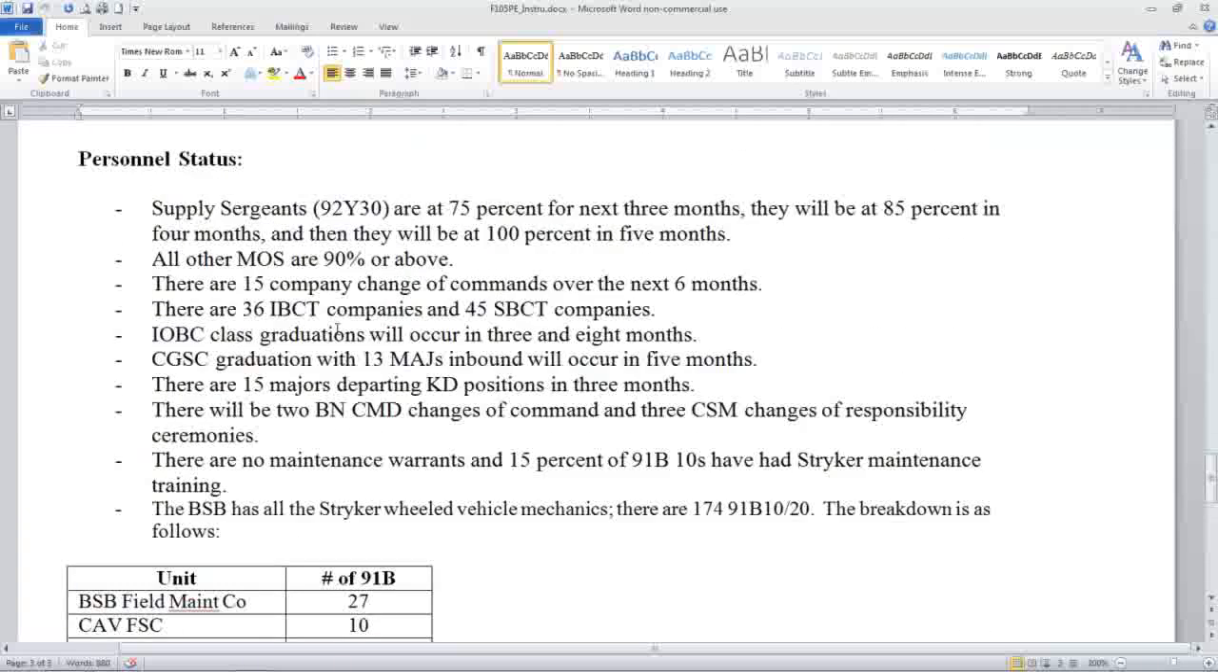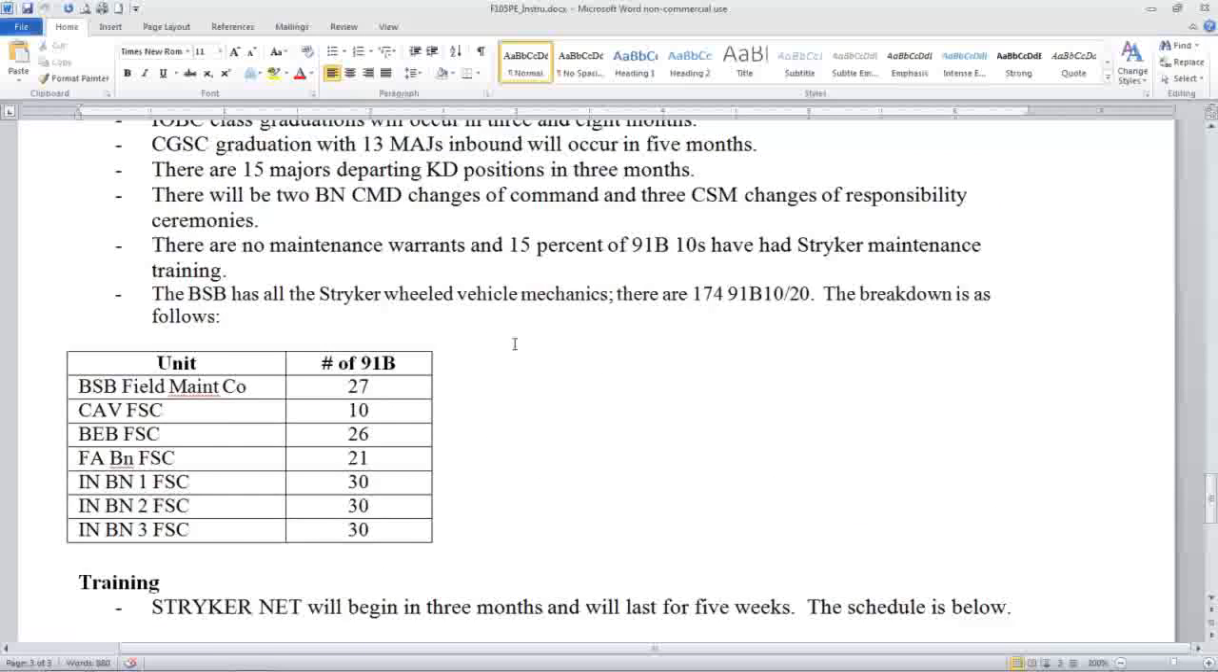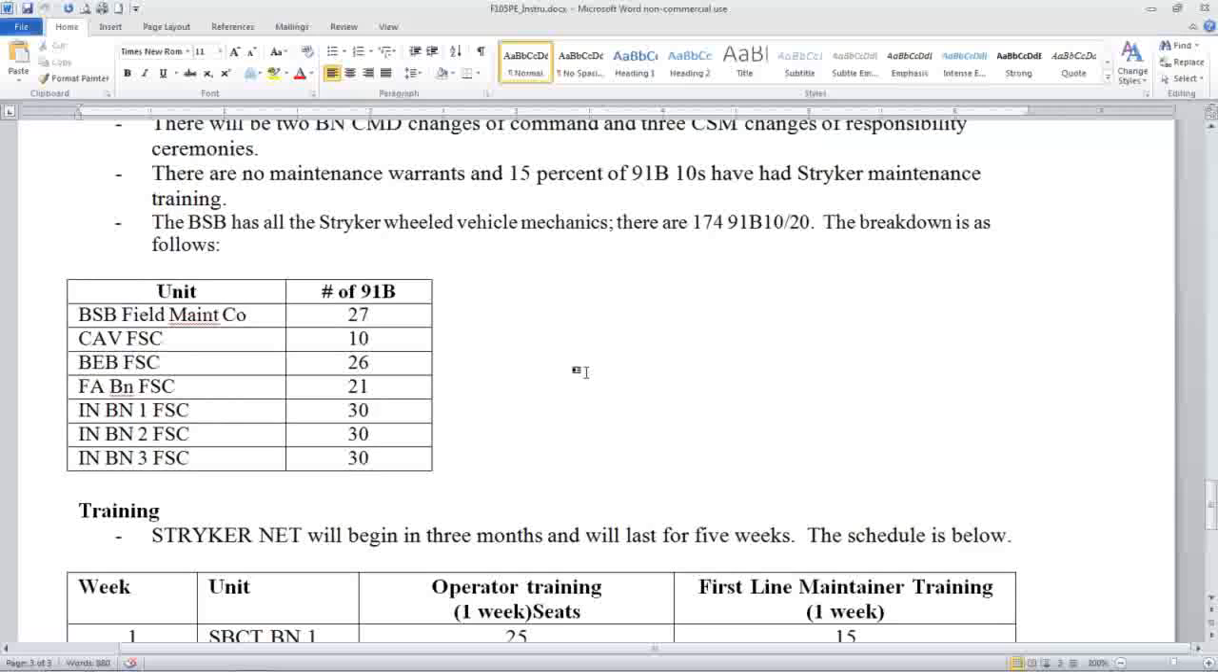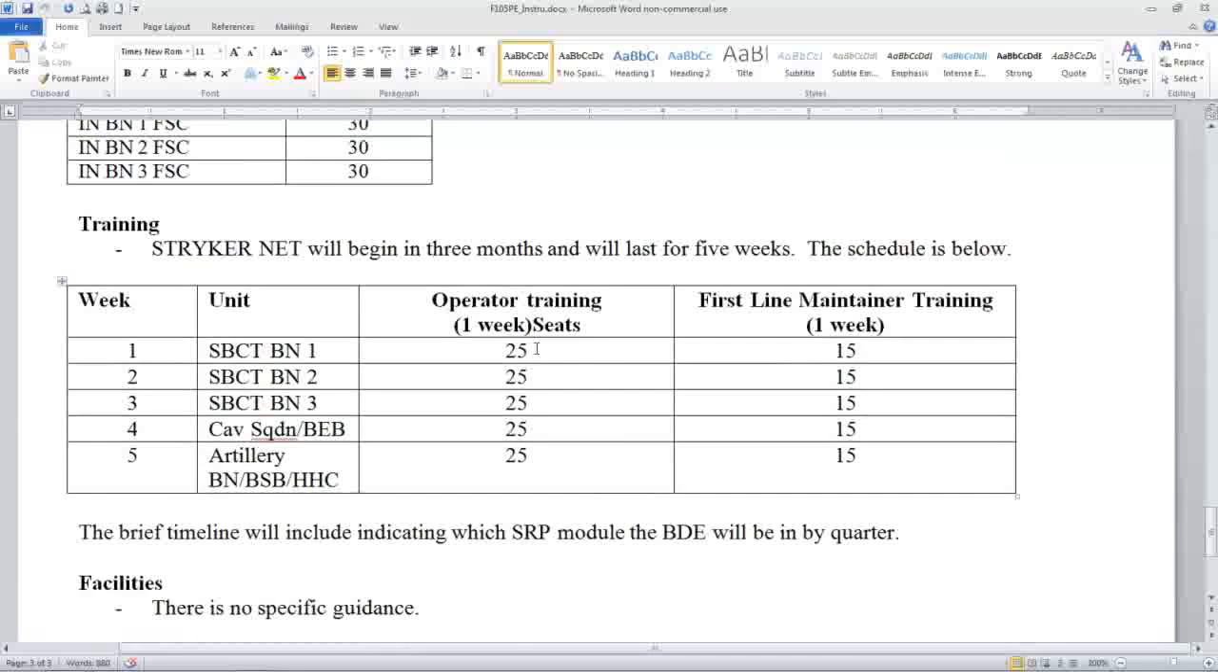And then we get into the other statuses we give them. You don't have enough supply sergeants. A lot of company command changeover is going on, nine more companies. CGSC graduation's coming up, so 15 majors are coming out. Not enough people are trained in Stryker mechanics. So we introduced a lot to them to think about, which is pretty realistic when you do this. And here's the number of mechanics that they have by unit. Here's the number of seats they have for their training.